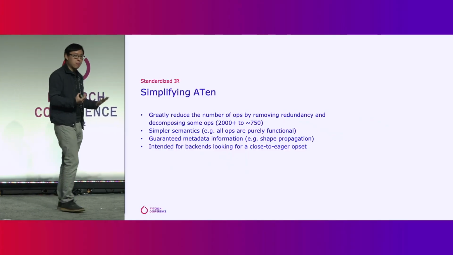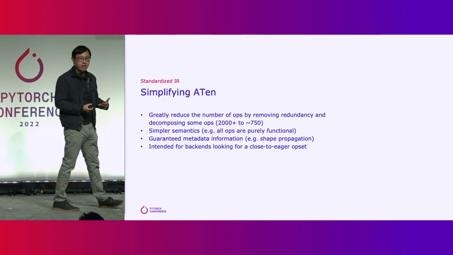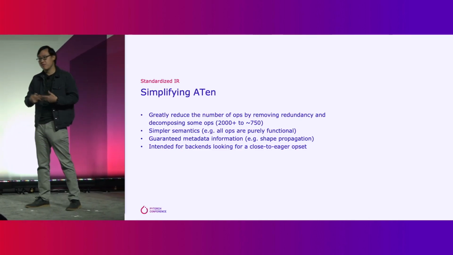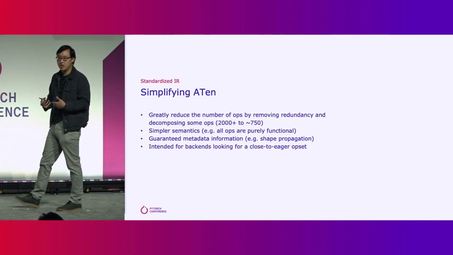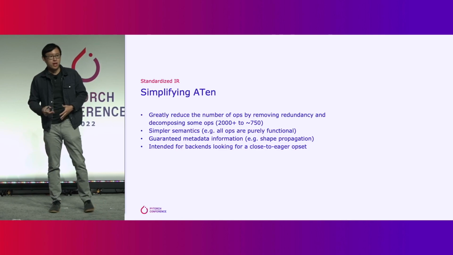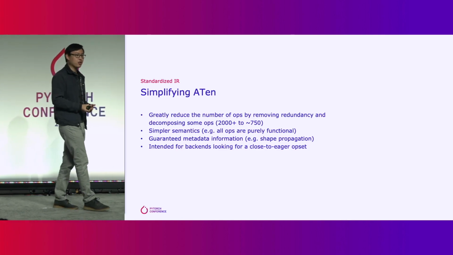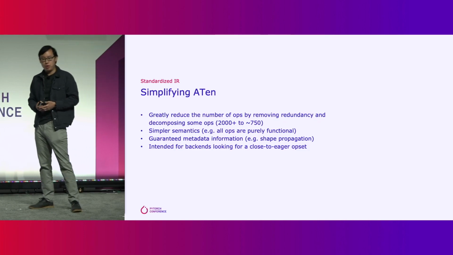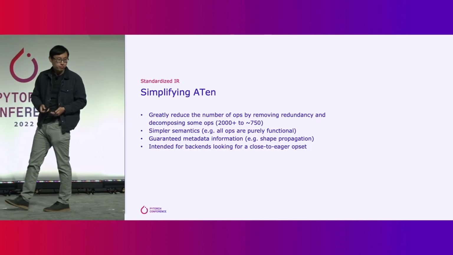We also want to provide guaranteed metadata information. For example, what is the shape, device, and dtype propagation of any given operator, so that each individual backend doesn't have to construct their own lookup table for this stuff. We can provide it canonically correct within the Torch library itself.